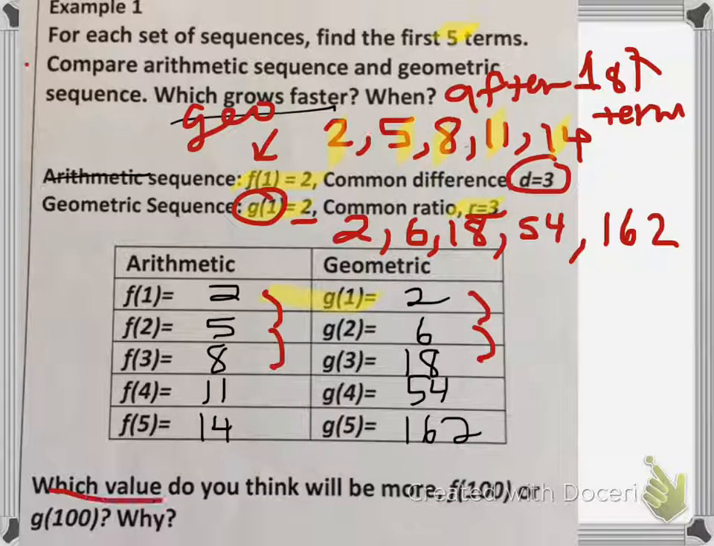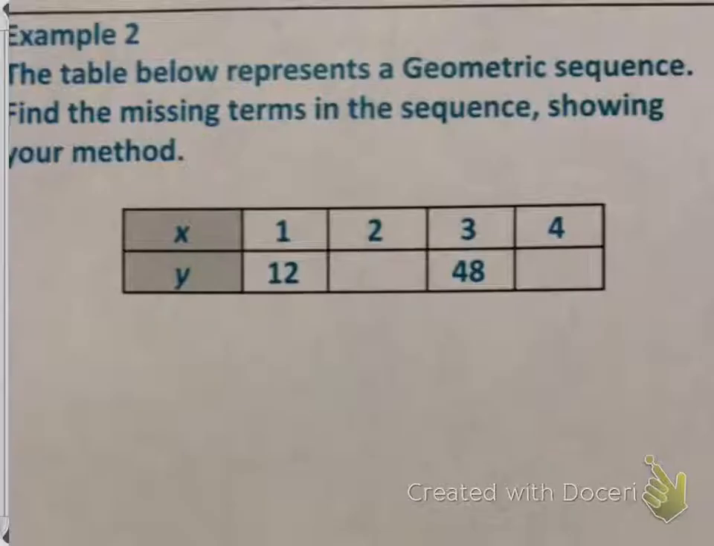All right, and the last question says, which value do you think will be more, f of 100 or g of 100? So I can tell just by my data that g of 100 is going to be bigger because the geometric one is growing so much faster. All right, let's look at another example. This time it says the table below represents a geometric sequence. Find the missing terms in the sequence showing your method.